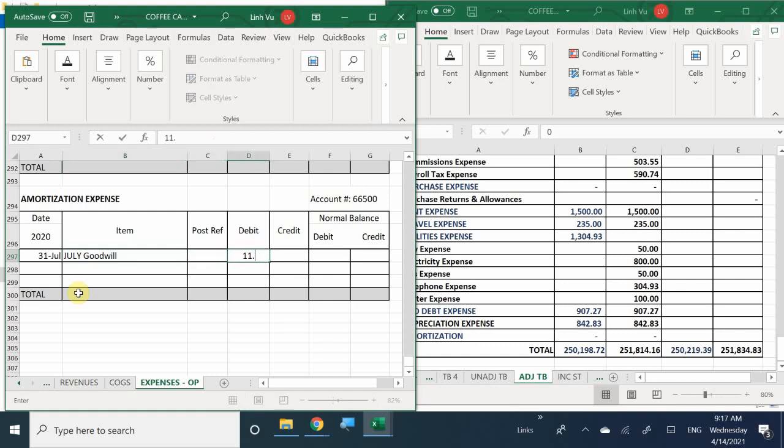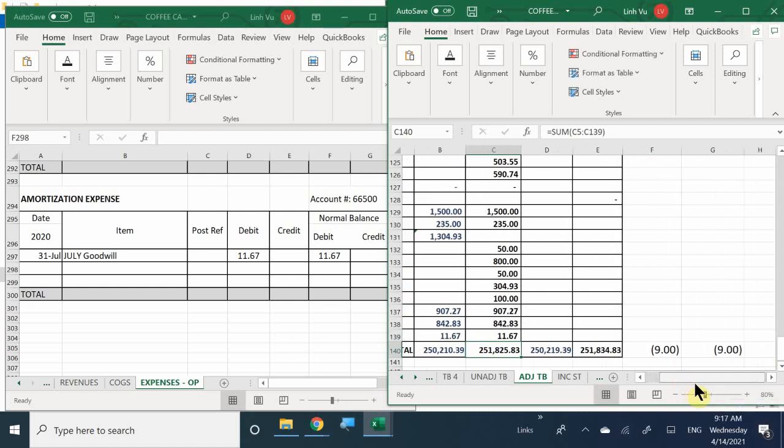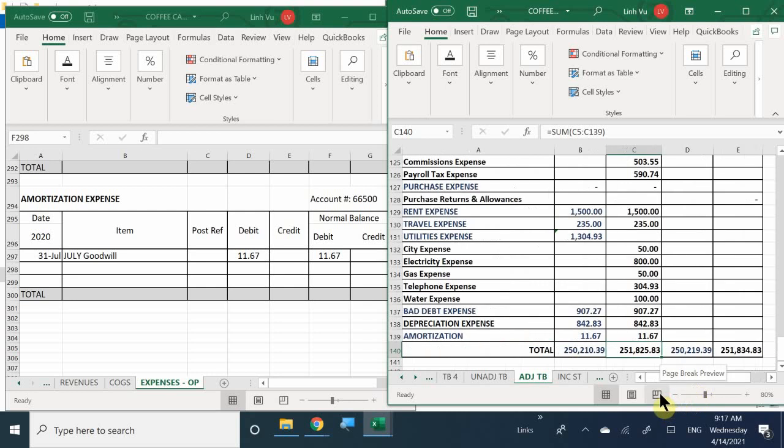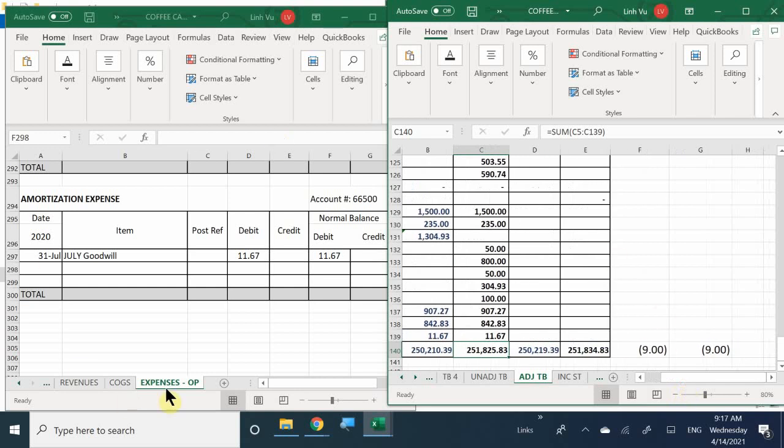Okay, that should be a debit for 1167. Okay. So 1167. So let's see. Did we match? Oh, okay. I don't know where to find that $9. But I'm off by $9.